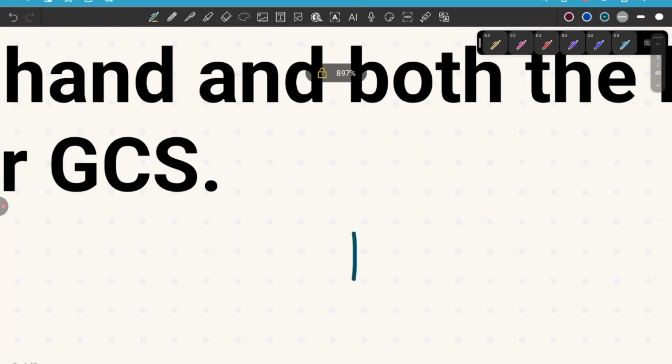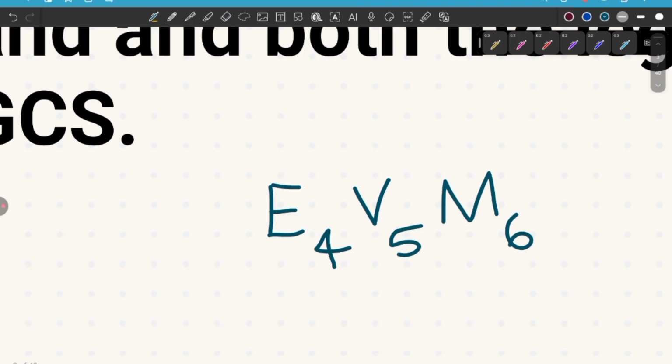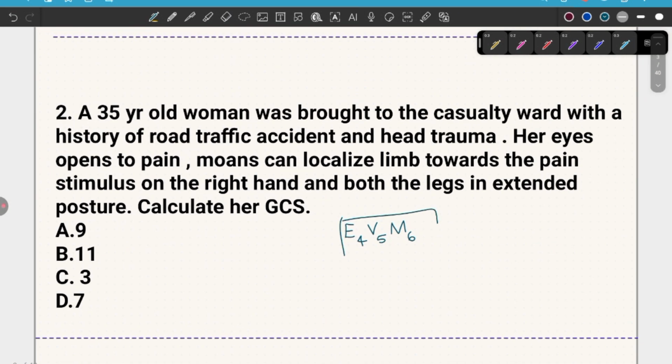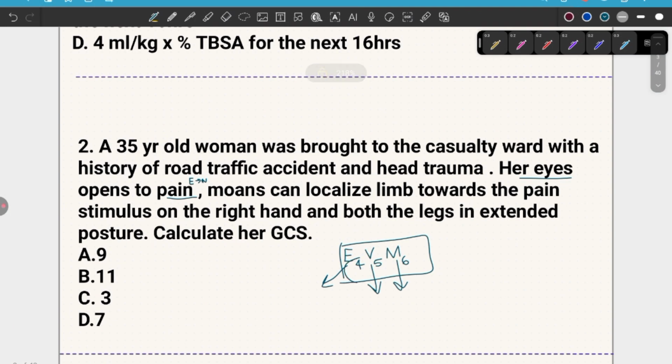First write the normal value. EVM. E is 4, V is 5, and M is 6. Let's see. 4, 5, 6. This is the normal. E is for eye opening. This is verbal. This is motor. Her eye opens to pain, they have given. That means she is opening her eyes to pain. Eye opens spontaneously, that means I can give her a maximum 4.